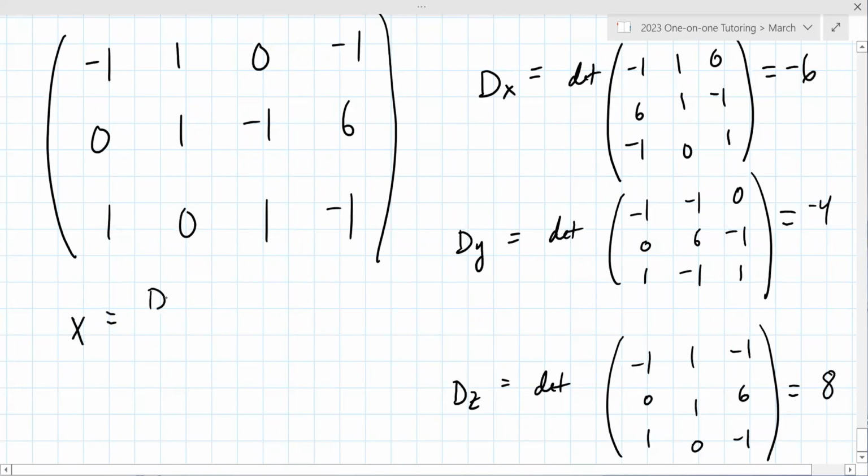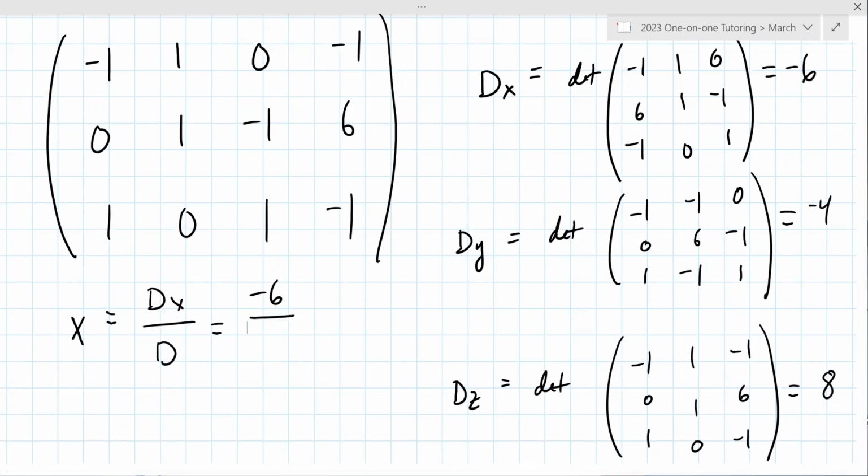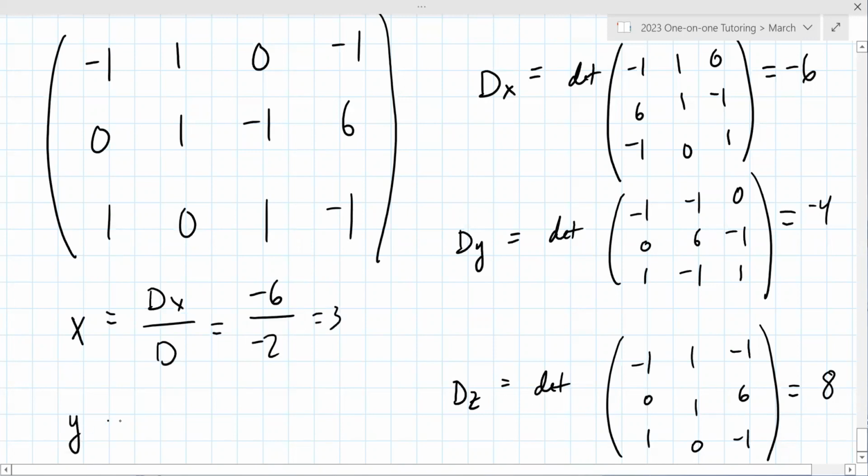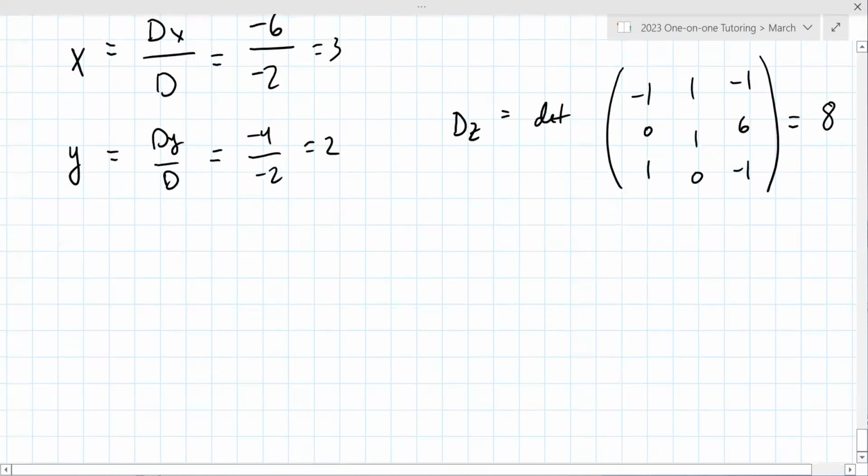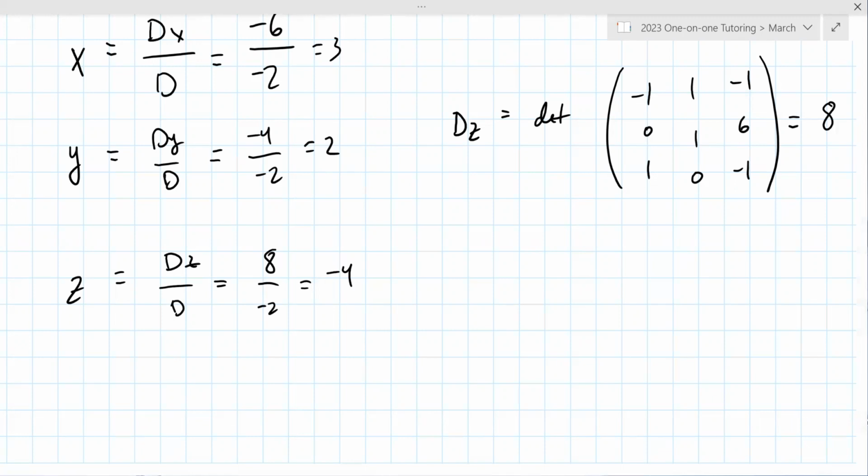X is dx over d. -6 over -2. So that ends up being 3. Y is dy over d. -4 over -2. Last one, z is dz over d. 8 over -2, which is -4. I again would solve it using reduced row echelon form first, making sure it's 3, 2, and -4, and that all my answers lined up along the way.